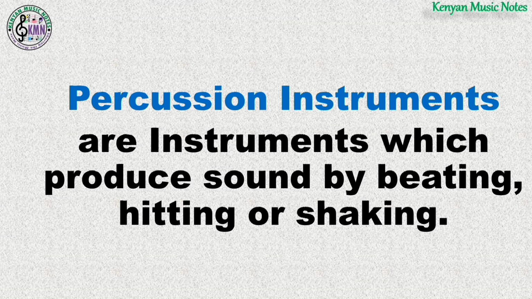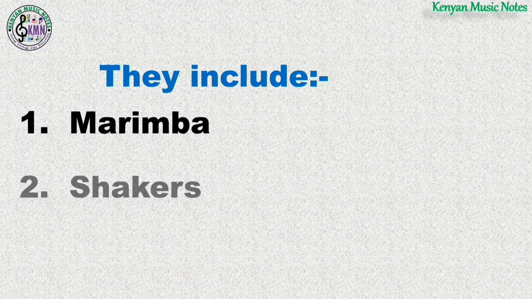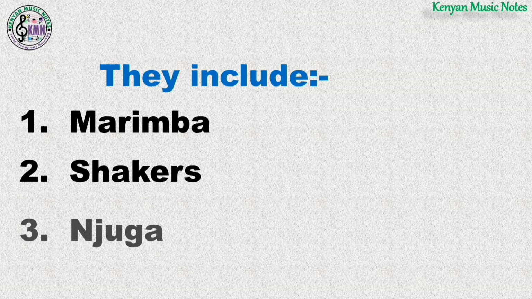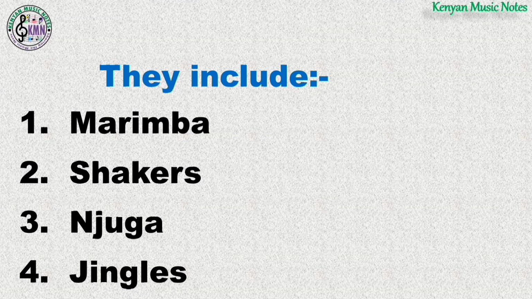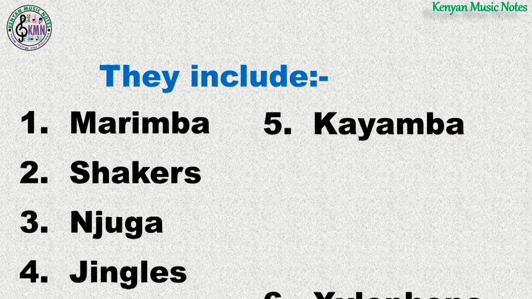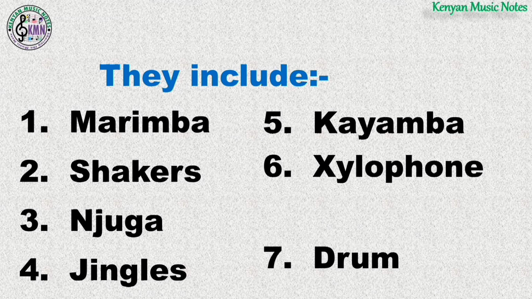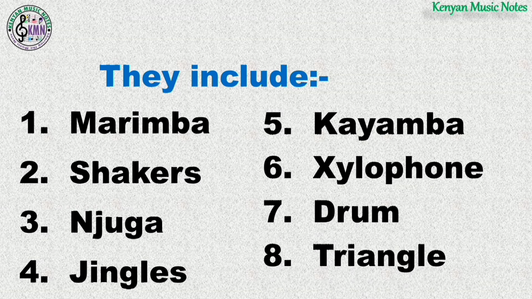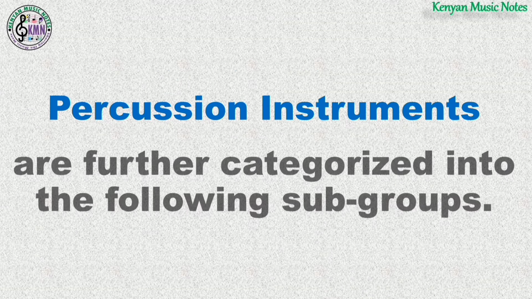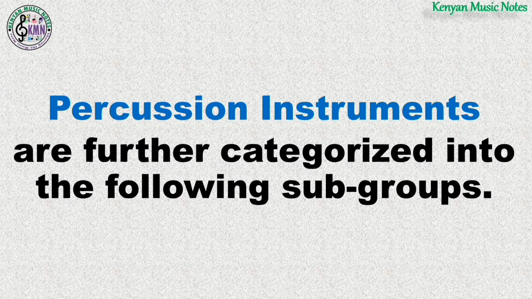They include marimba, shakers, njuga, jingles, kayamba, xylophone, drum, and triangle. Percussion instruments are further categorized into the following subgroups. The same percussion instruments which we have listed earlier are the same instruments which have been categorized into these categories.